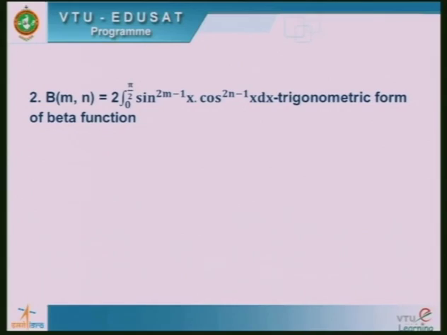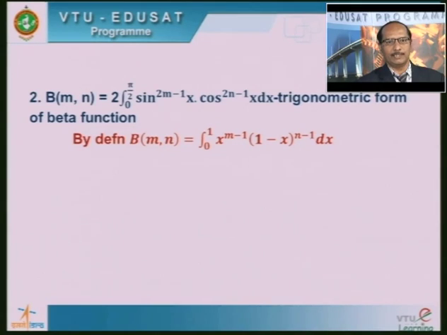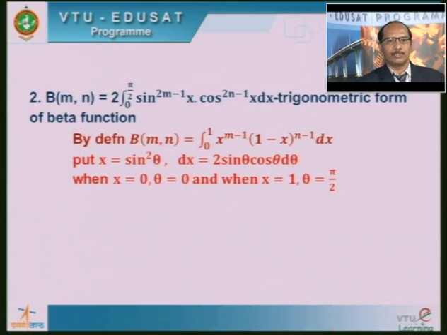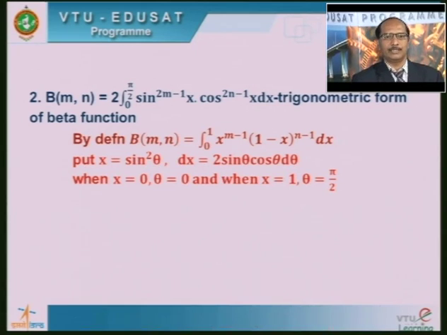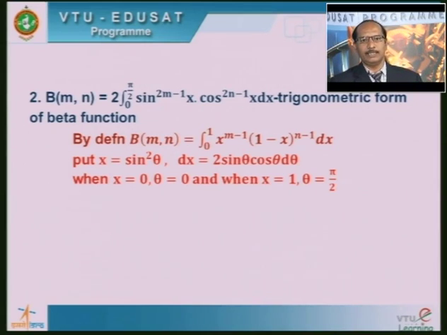Coming to another property, that is the trigonometric form of the beta function. So, we can express this beta mn as another integral. Again, by the definition of the beta function, beta mn is equal to the integral from 0 to 1 of x to the power m minus 1, 1 minus x to the power n minus 1. Now, I substitute x is equal to sin square theta in the definition. See that dx is equal to, differentiating x, 2 sin theta cos theta d theta.